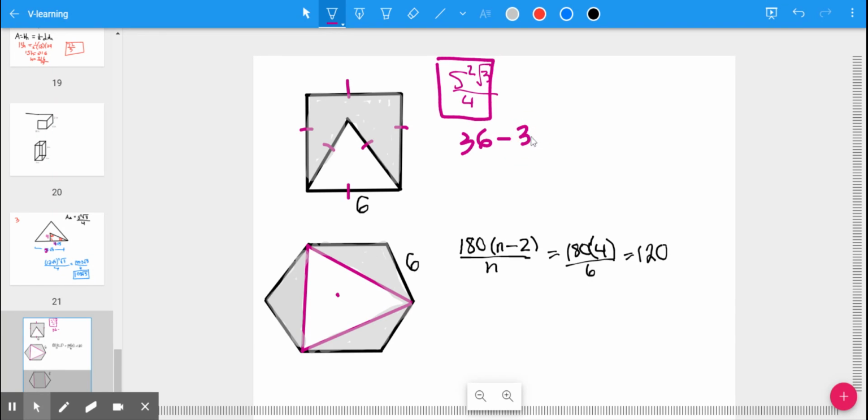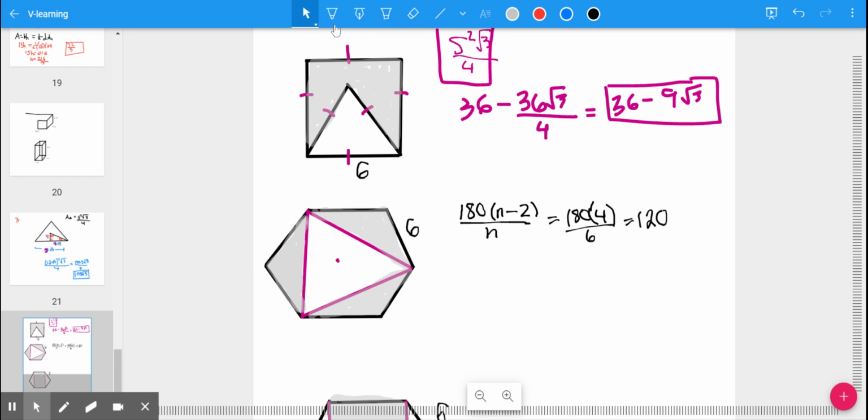So my side squared would be 36, radical 3 over 4. However, we can simplify that, so the area of the shaded region will end up being 36 minus 9 radical 3. Moving on to B. We have a hexagon, and inside of it, we have a square. Now again, we are trying to find the shaded area.